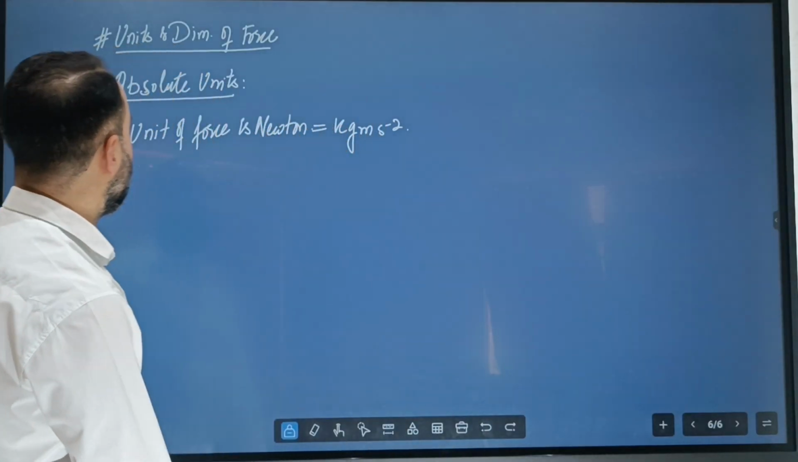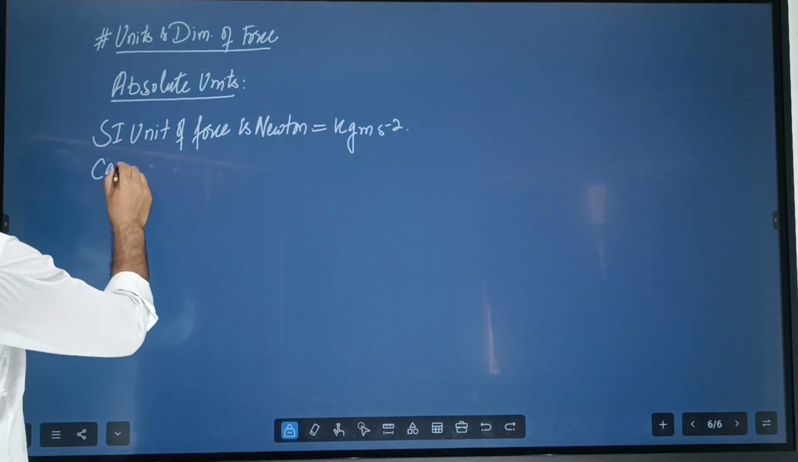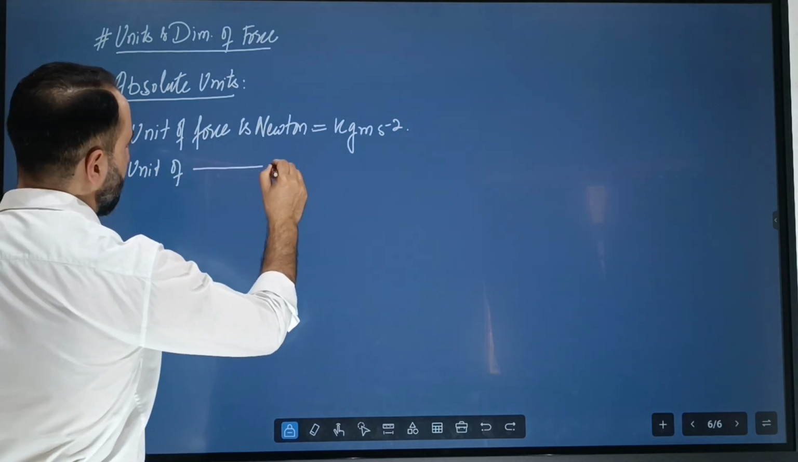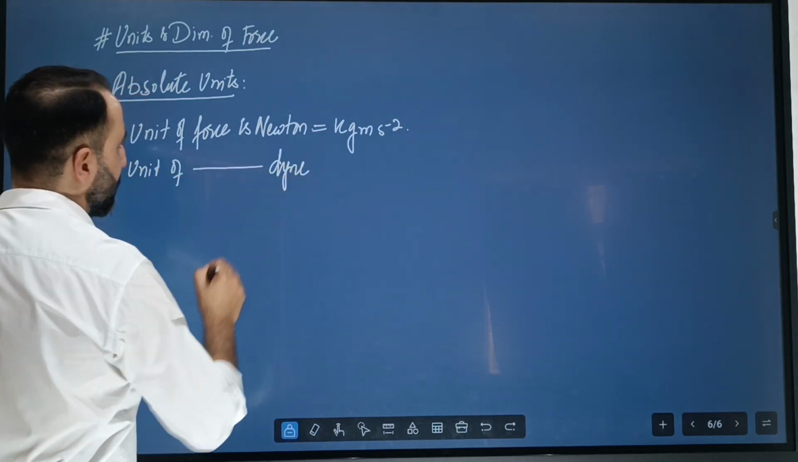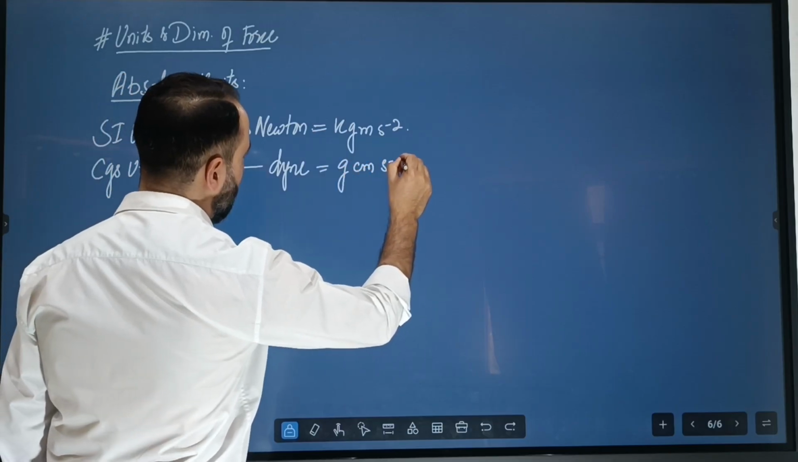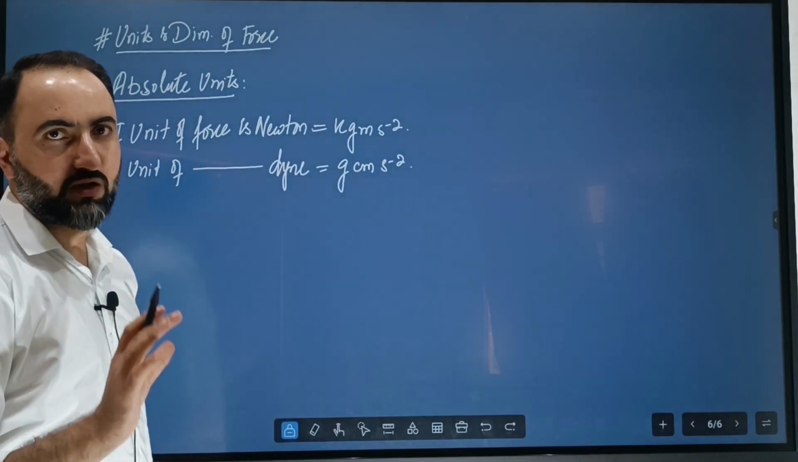Alright, then the CGS unit of force, that is dyne. And dyne is what? That is gram centimeter per second square. Okay beta, correct.